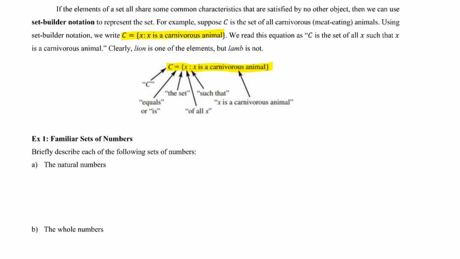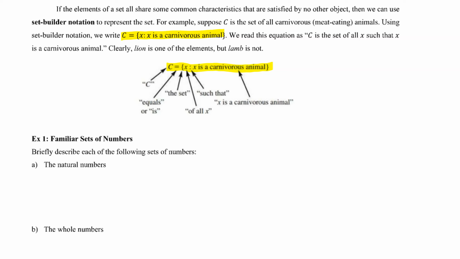And so that tells us we're starting our set. We have our variable, so of all X is saying everything of that type. Our colon, we read that as such that. And then we state what the condition is. What are we describing in that set? And in this case, X is a carnivorous animal. So C is the set of all X such that X is a carnivorous animal, is how we would read that. Okay, and so they give a couple of examples. A lion would be an element, would be a member of that group, but a lamb would not be.